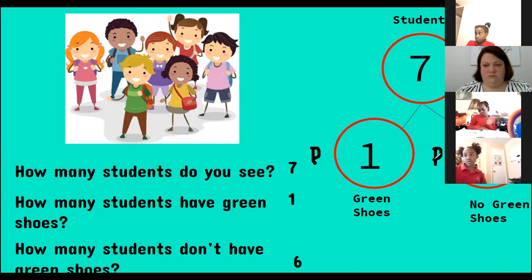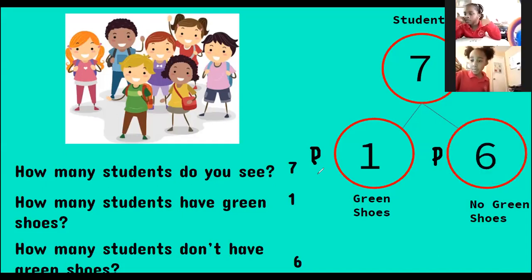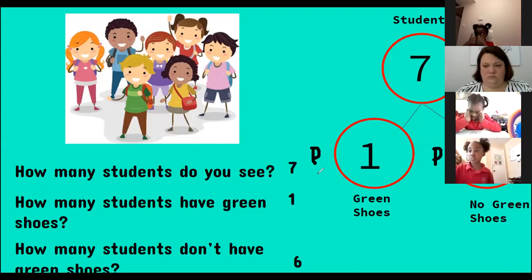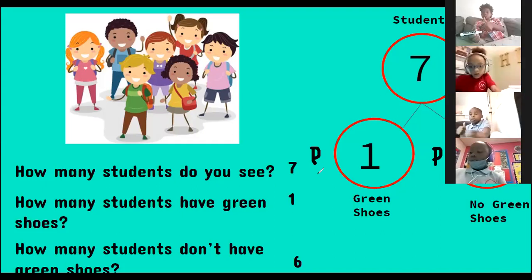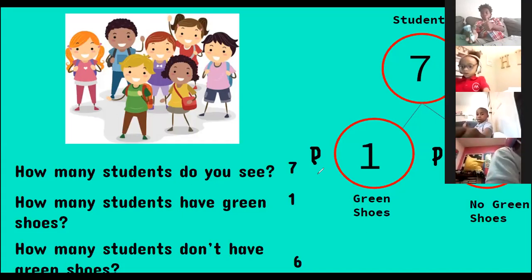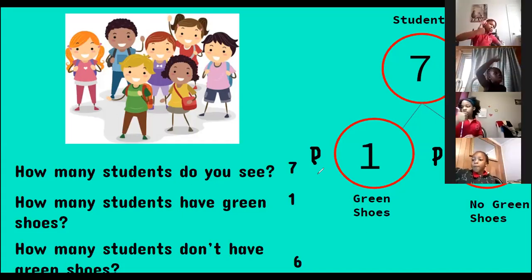Perfect. Thumbs up if you understand. Thumbs down if you're just a little bit confused. I see that Jessica knows what's going on. Desire knows what's going on. Pierre, Tryson, Chloe. Perfect. So that means Miss Adams can move on. I am moving on.